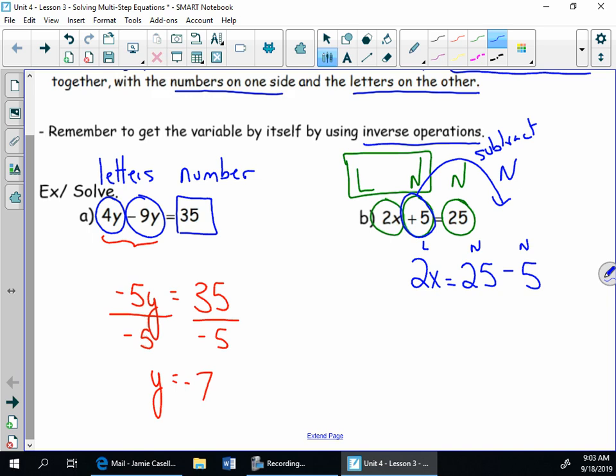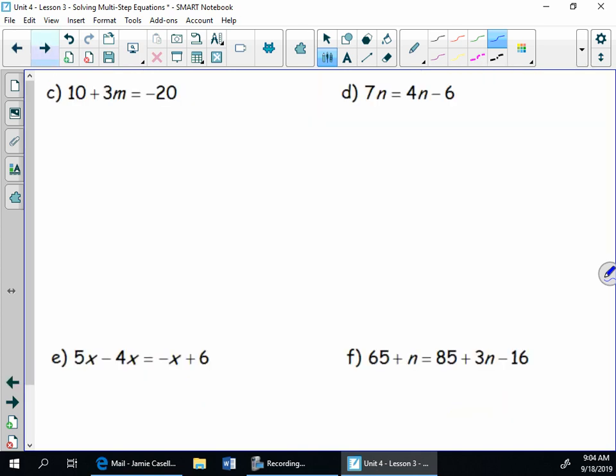Okay, we can collect. 2x is 2x. 25 minus 5 makes 20. I don't want to know what 2x is. I want to know what x is. So I have to divide by 2. But if I divide one side, I have to divide the other. X is 10. Okay, let's try some more. Let's take a little bit of practice with these ones today.